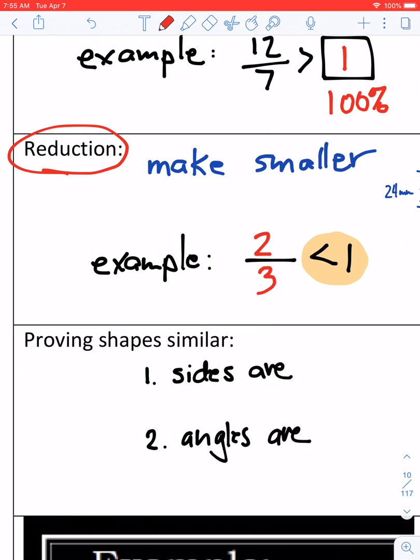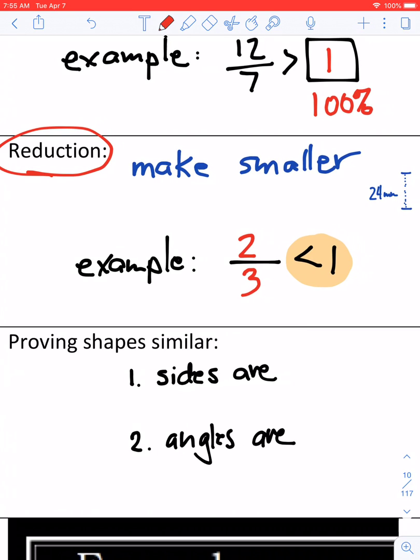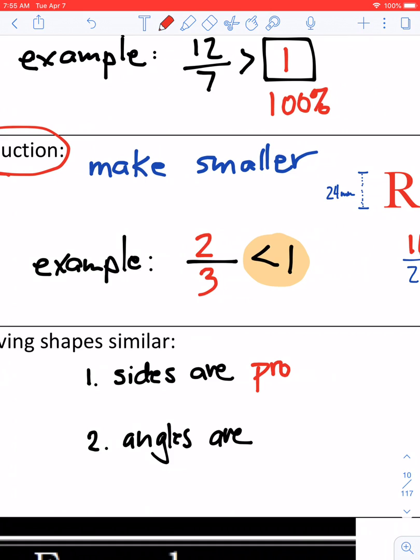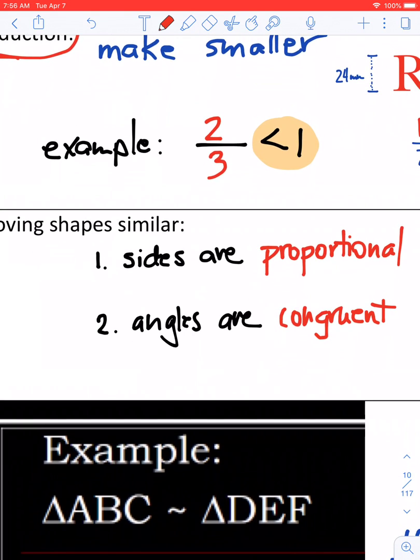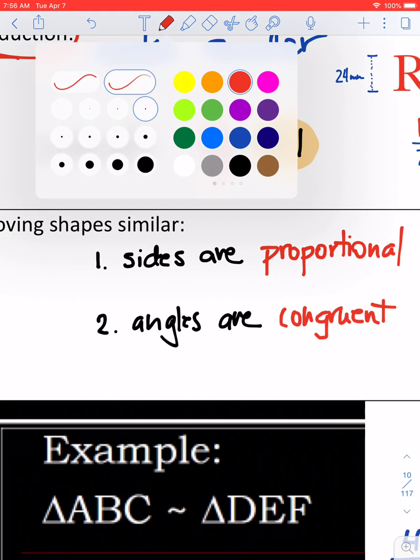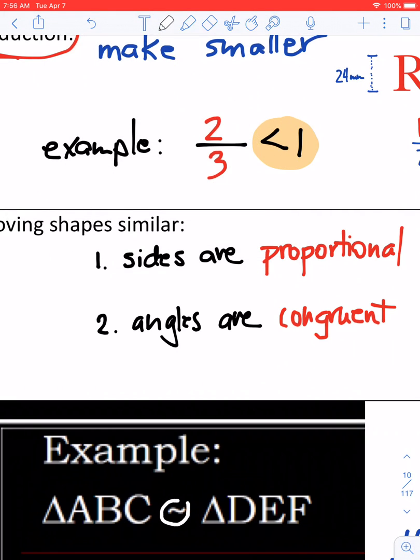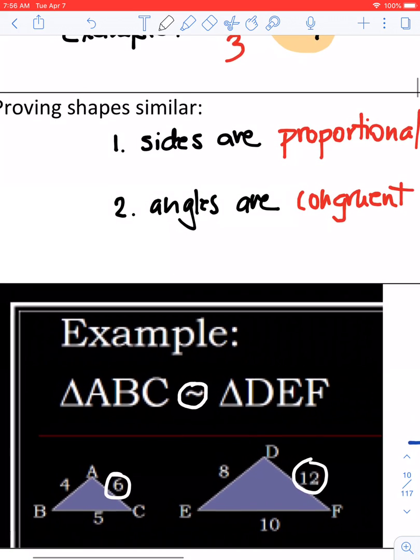So, proving shapes are similar. There's two parts to this. Sides, again, have to be, as we said previously, proportional. And the angles are congruent. All right. Our first example. Notice they give us a statement. Triangle ABC is similar to, again, note the symbol for similarity, similar to triangle DEF.